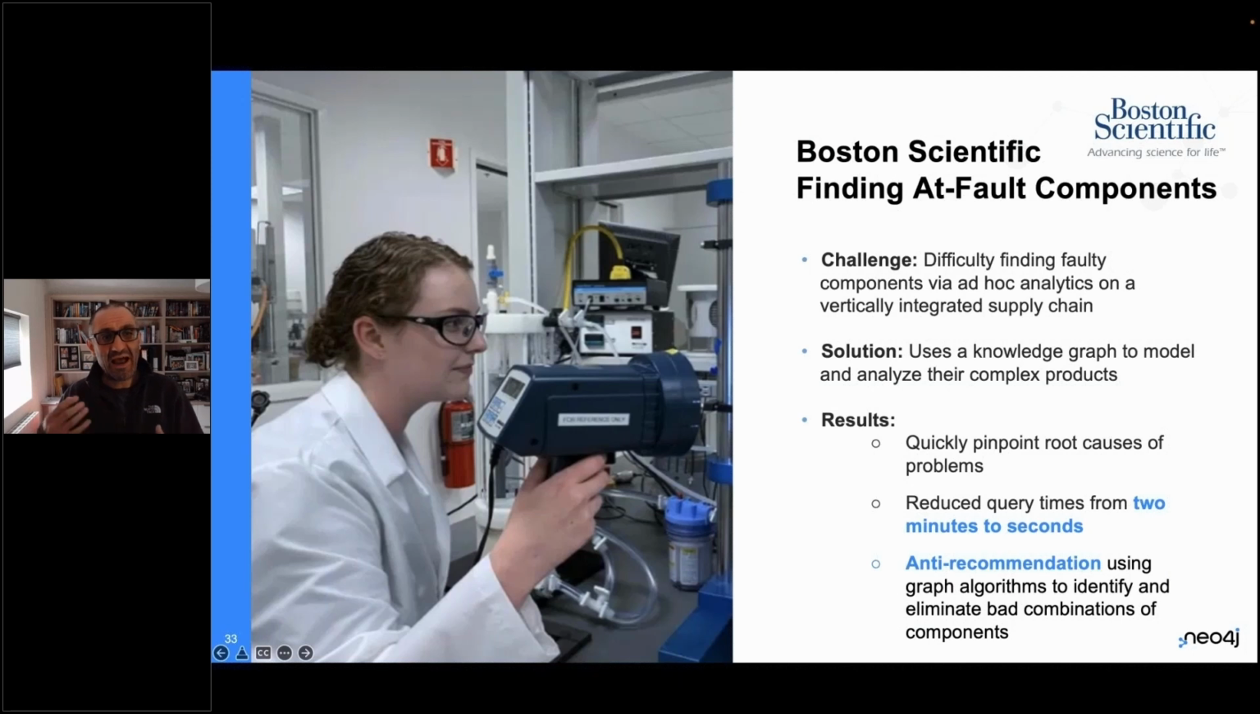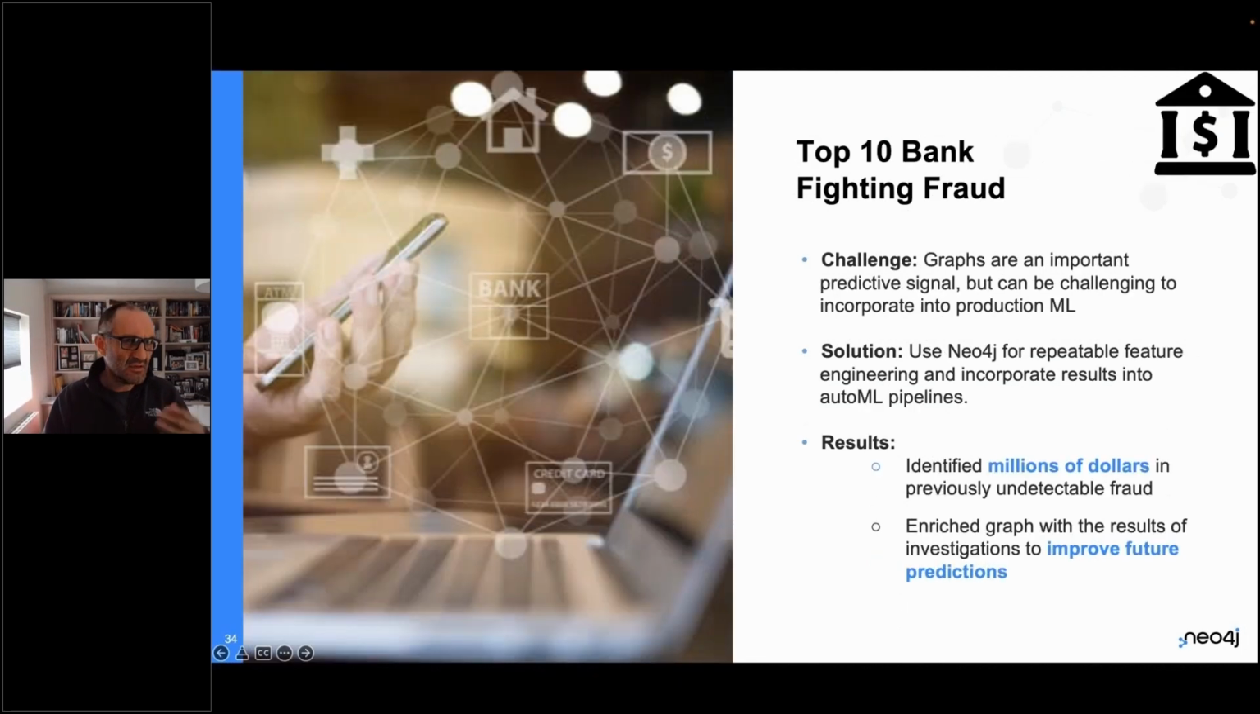And I think of this as kind of an anti-recommendation, which is, hey, don't use this component or this batch because it's causing problems in the instrumentation. Fraud is another one that's been with us for a long time, or in general, finding bad actors has been with us for a long time.